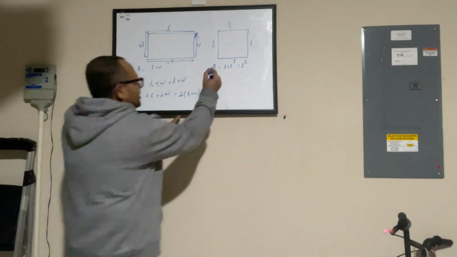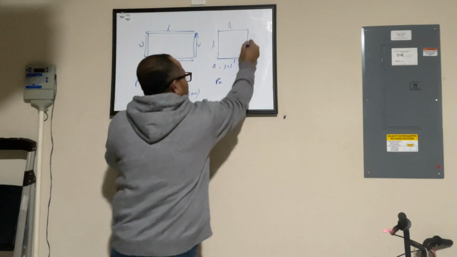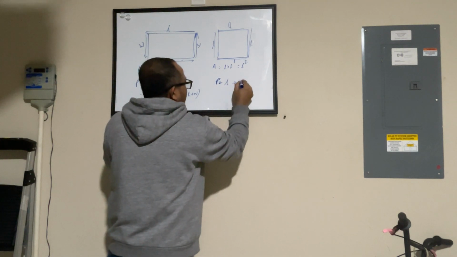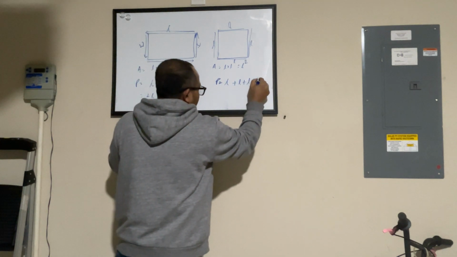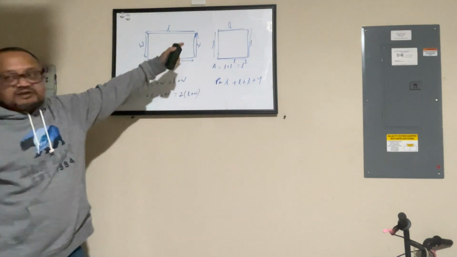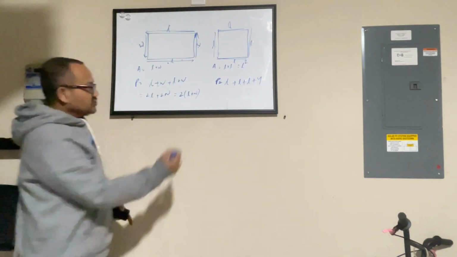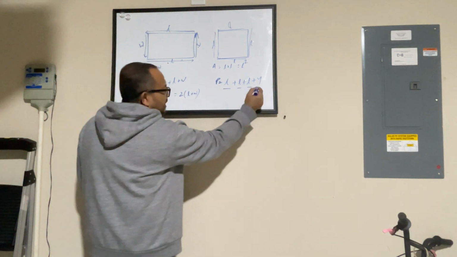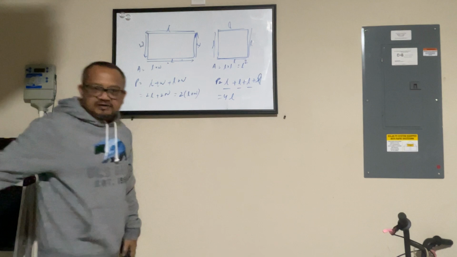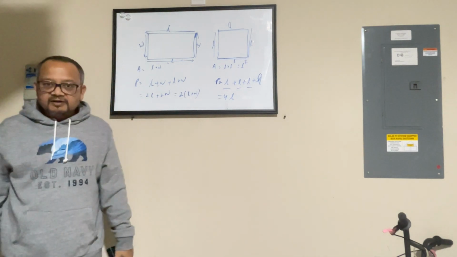So, this is one side, this is second side, this is third side, this is fourth side. Meaning L plus L plus L plus L. Because we know, when it comes to a square, all the sides are of same length. So, you are adding length 4 times. That makes it 4 times L. That's it. Can you relate?